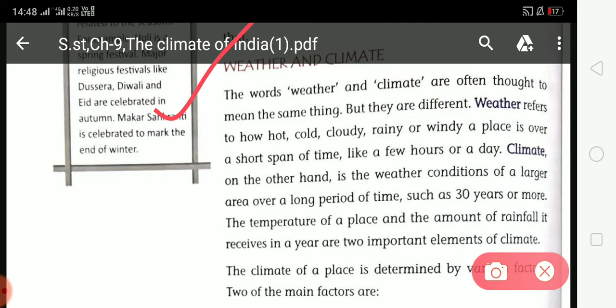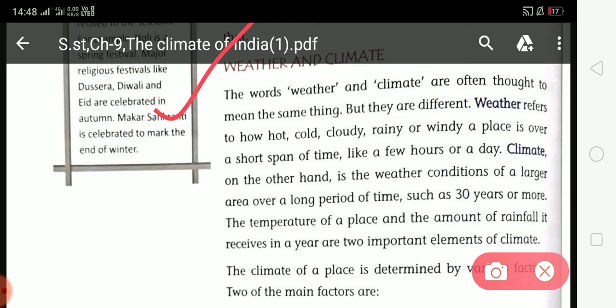Now look at what is climate. Climate, on the other hand, is the weather condition of a larger area over a long period of time. So student, climate stays for a long period of time. It doesn't change according to the weather. It is the average weather in a place over many years. While the weather can change in just a few hours, climate takes thousands, even millions of years to change.